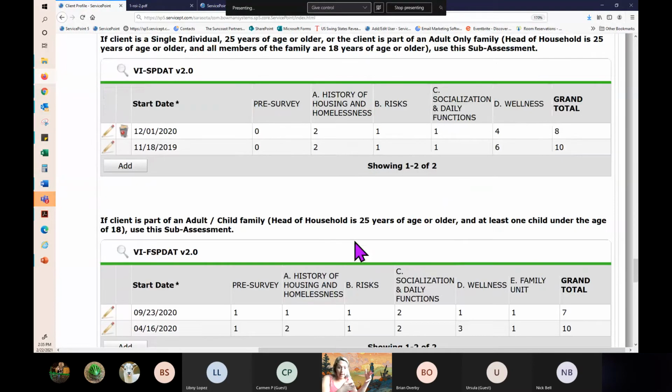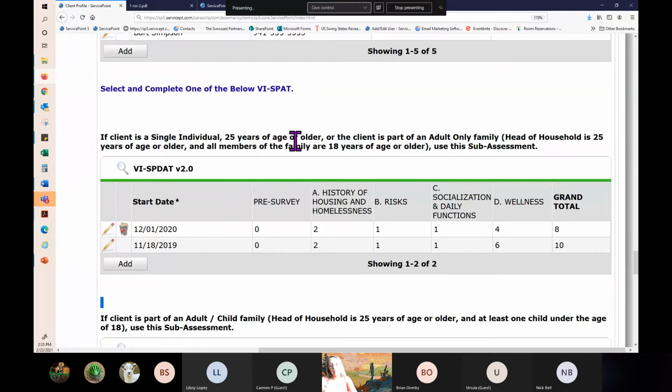If you're adding a client into a coordinated entry intake, you're adding a VI SPDAT. So from here, we're going to add, because Brandon's a single individual. Well, he's in a family, but all of the members of the household are 25 years or older. So we're going to add.